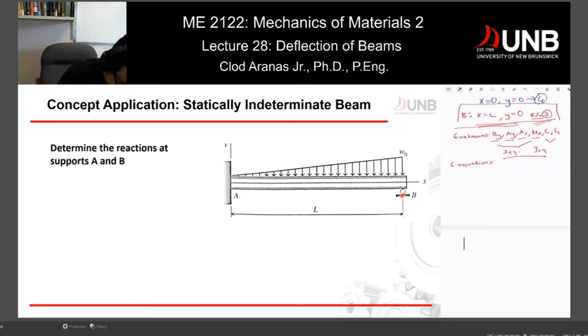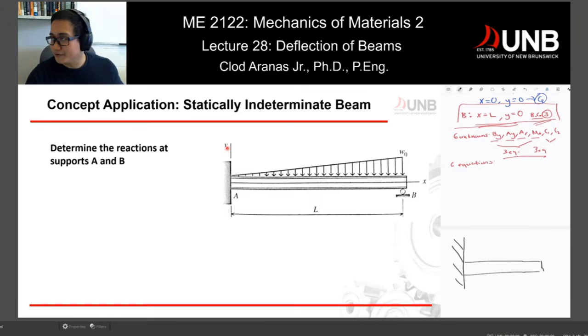So let's say we have A. And take note, there's a V right there. It should be Y. It depends on each book. They use a different variable, but that would be Y. And it's not Poisson's ratio for sure. So now, okay.